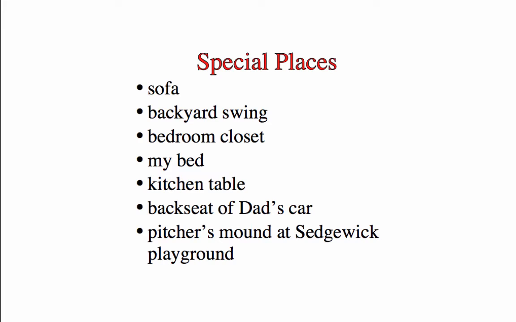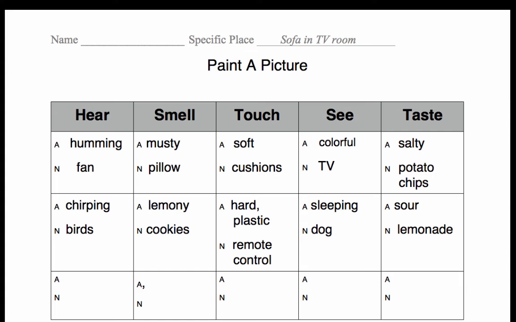Last time, we brainstormed ideas about special places that we could describe. We picked one and completed a paint a picture worksheet to help us describe this special place to our readers. Here's an example of one that I could have completed if I had chosen the sofa in my TV room.